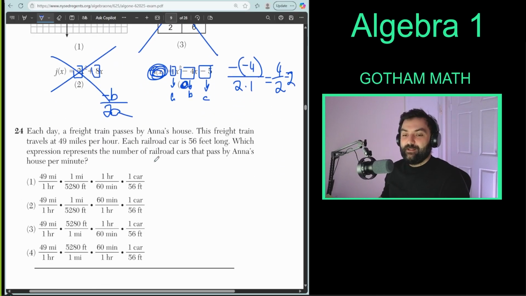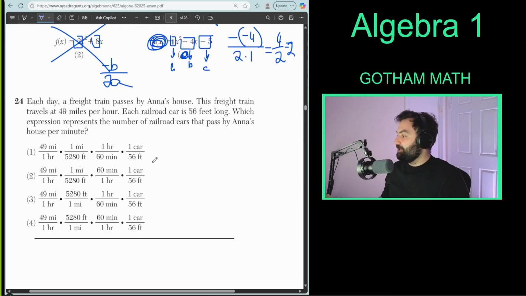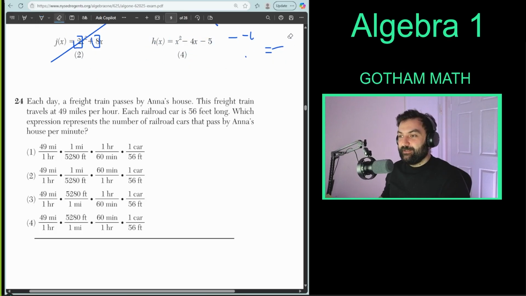Finally. Number 24 is the last question, guys. Number 24 is the last question. I want to make a short clip on how to solve this type of question without knowing at all what to do here. So, solving the hardest question on Algebra 1 Regents in 3 seconds.